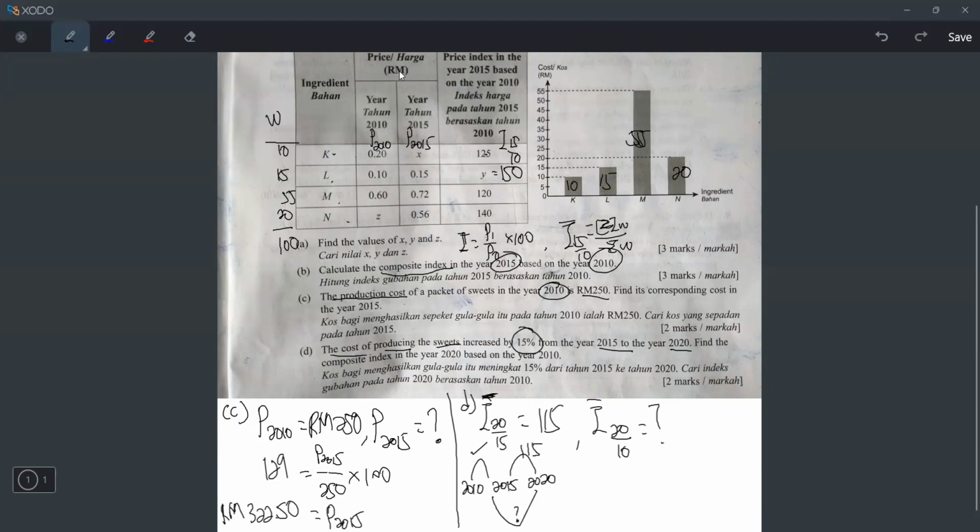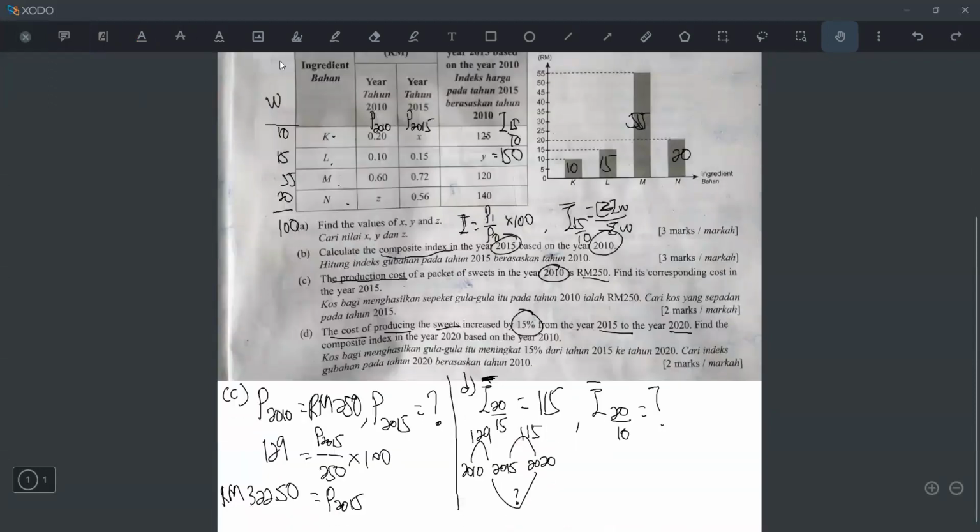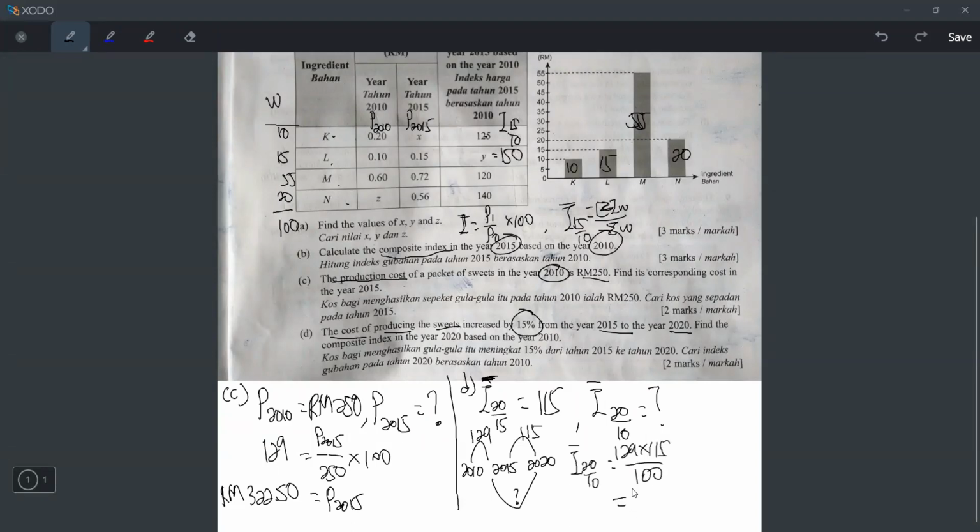Okay, so what I will do here, I will take the already found composite index for 15 over 10, which is 129. I cannot take from the 1510 here because we are all using composite index. So if I scroll up, I can see the composite index for 1510 is 129, that's why I write 129 here. So how to continue? The I dash for 20 over 10, the mouth part, equals 129 times 115 divide 100. So what's the final answer? 148.35. Yeah, thank you.